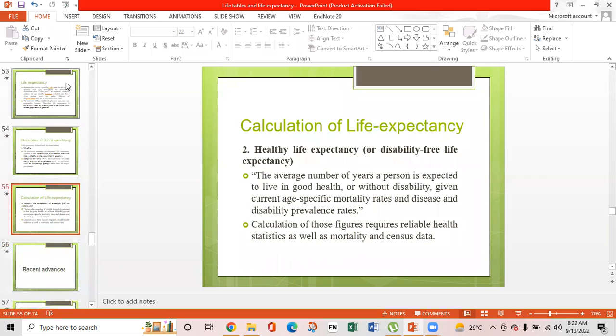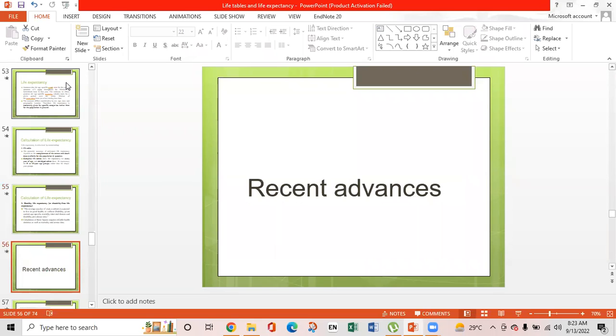Healthy life expectancy, or disability-free life expectancy, is the average number of years a person is expected to live in good health or without disability, given current age-specific mortality rates and disease and disability prevention rates. Calculations of those figures require reliable health statistics as well as mortality and census data.